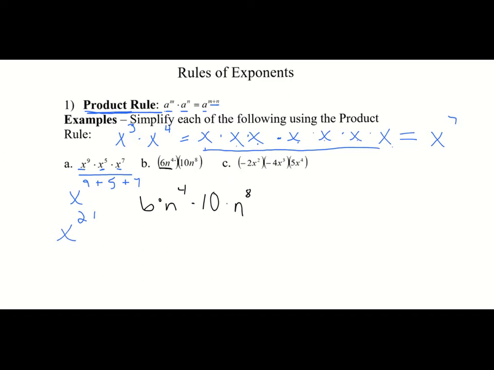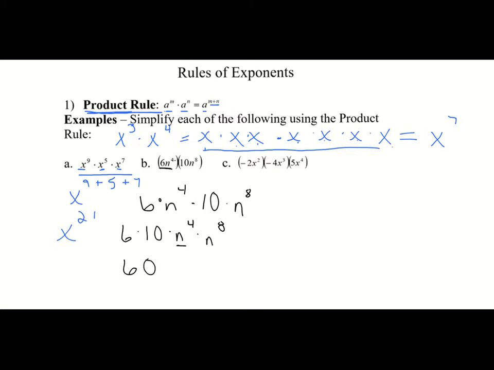So here what we're going to do is really, when we go to simplify this, put all your plain old numbers together. So 6 times 10. And then let's put the powers together. All right, now notice 6 times 10, that is 60, so we can keep that.